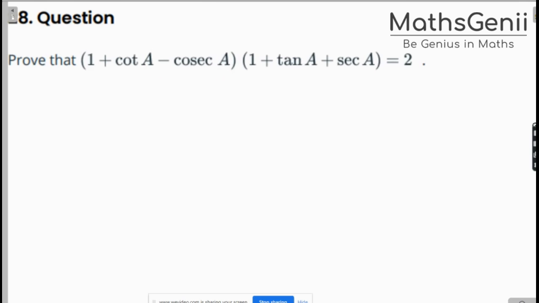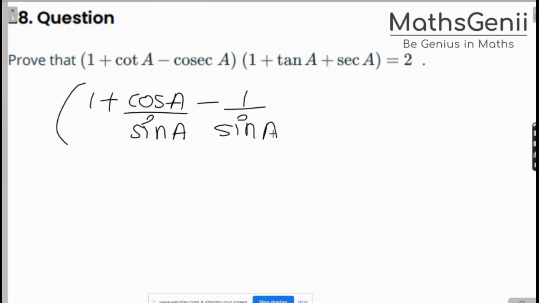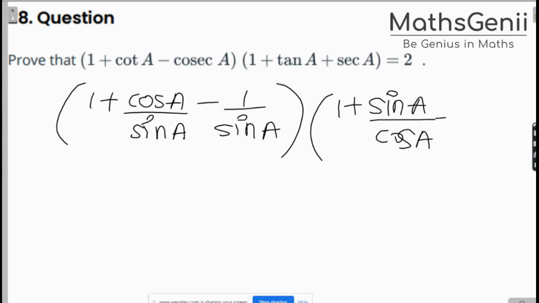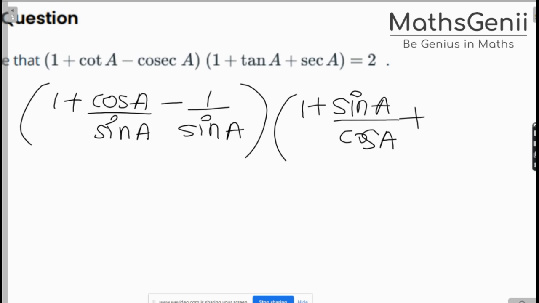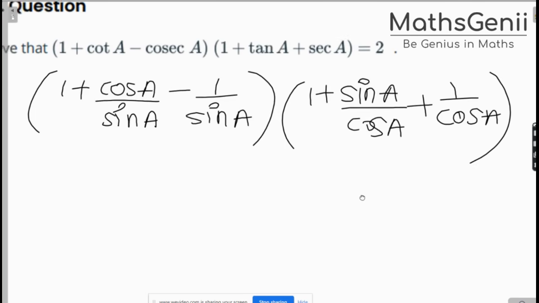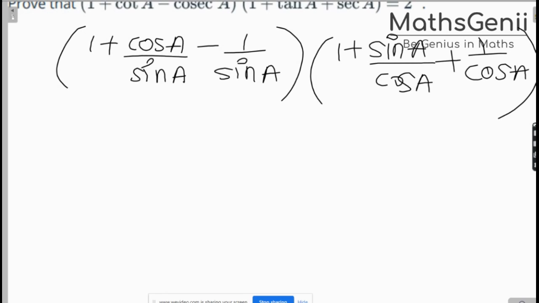I don't like cot, sec, tan. I want just sine and cos. So let me convert everything into sine and cos. Cot formula is cos upon sine. Cosec is 1 upon sine. Okay. Tan is sine upon cos. So I am converting everything in terms of sine and cos. And sec is 1 upon cos. Okay. I highly suggest that you practice formulas every day. Make a formula sheet in which you practice.